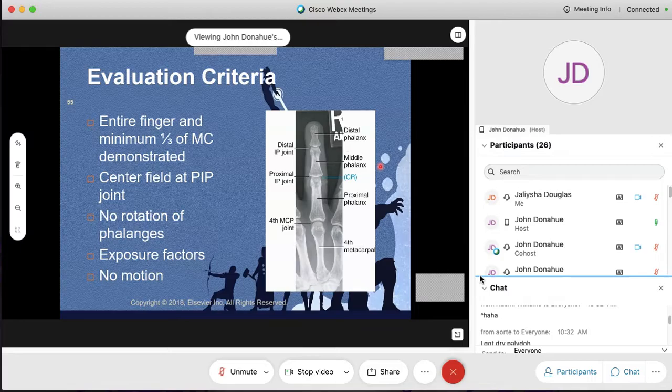Now, one other thing to keep in mind with fingers, depending on what facility you go to. Where I used to work, they always wanted 2 fingers included on an x-ray. That's how I still personally do it. This is not your book, by the way, it's just the way Mr. Donahue does it. I always include 2 fingers on my x-rays. So if I was doing the 4th digit, like we see right here, I would include the 5th digit or the pinky on my x-ray as well.